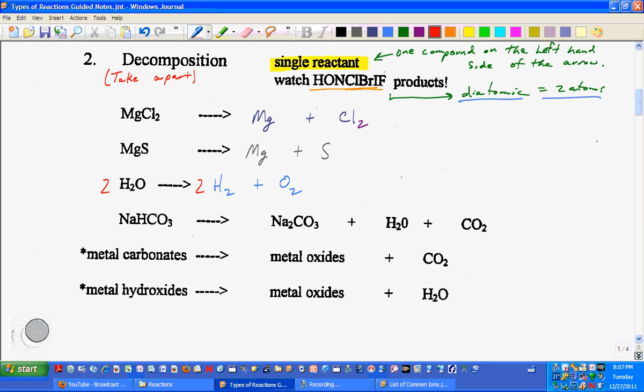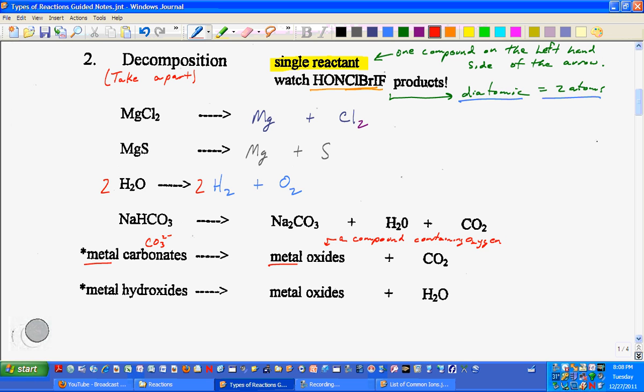There can be more complicated decomposition reactions. We'll probably stick to many of the simplest ones, but of the more complicated, there are a couple of patterns that I do expect you to be able to recognize. Whenever we take a metal carbonate, that would be a metal combined with the carbonate ion, CO3 2-, what will happen is we'll form a metal oxide. Again, from before, this is a compound containing oxygen.